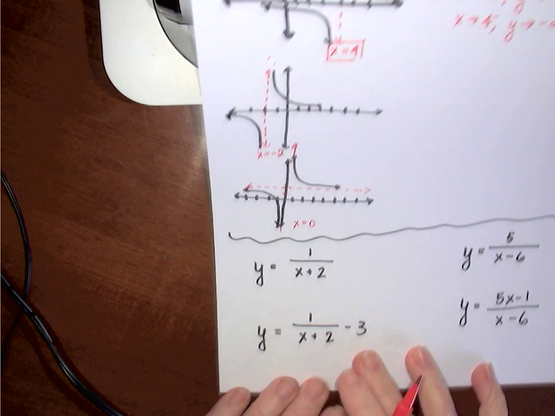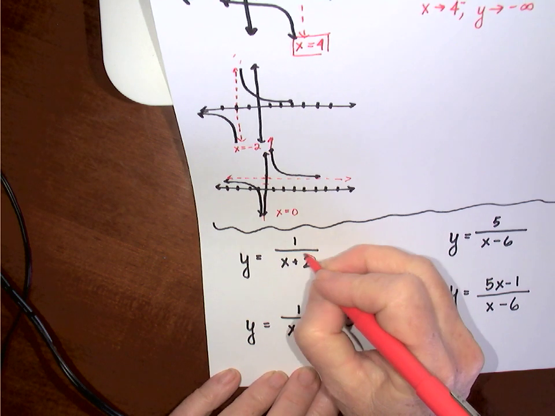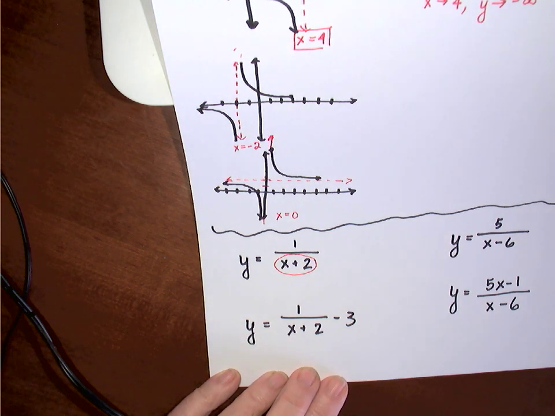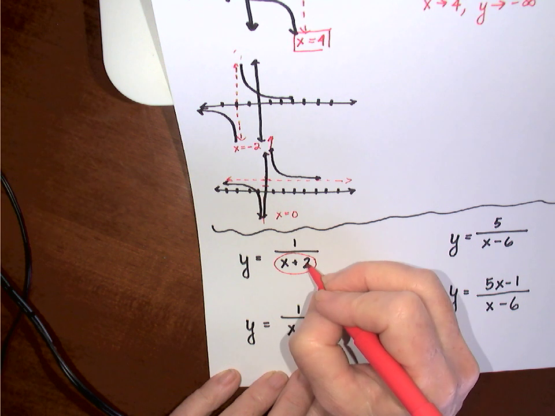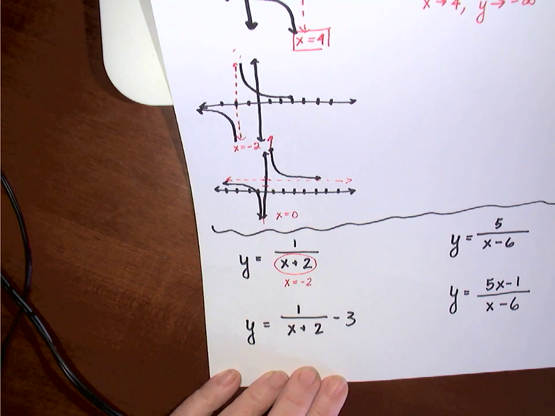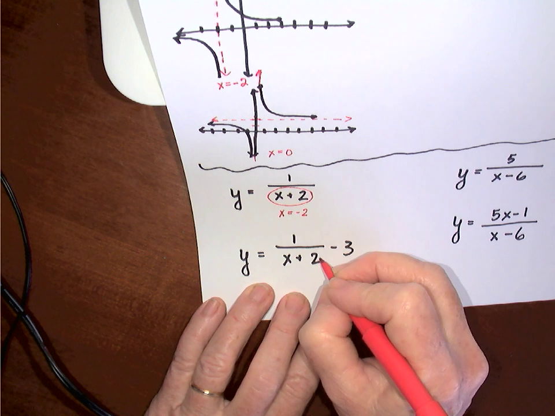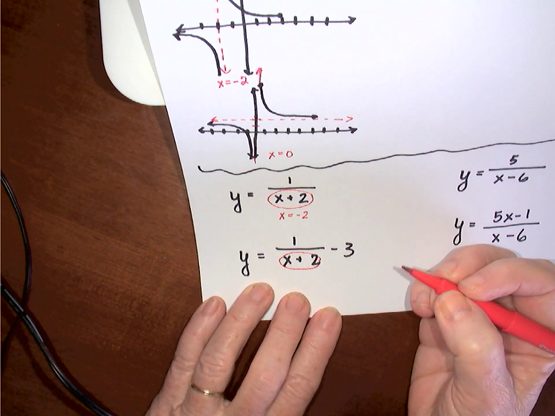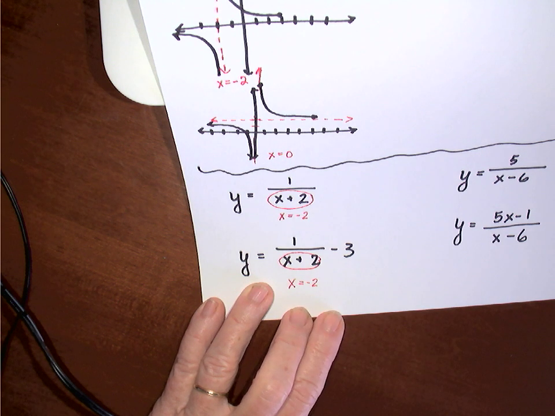Now, let's talk about what the equation would look like. For the equation for a vertical asymptote, we always look for where the bottom is equal to 0. So over here, what would x have to be for this bottom to be equal to 0? Well, for this to be 0, if I have plus 2, x would have to be -2. So that's where I would have a vertical asymptote. Over here, I don't care about the fact that I have subtracting 3. I'm still going to look at the bottom of the fraction. So my vertical asymptote is still at x = -2.